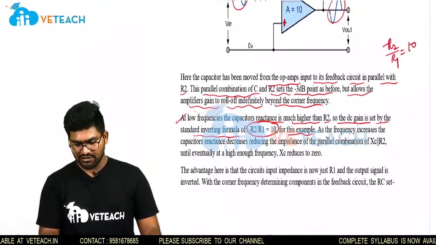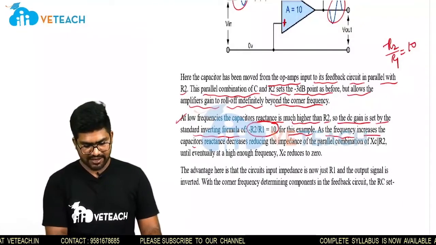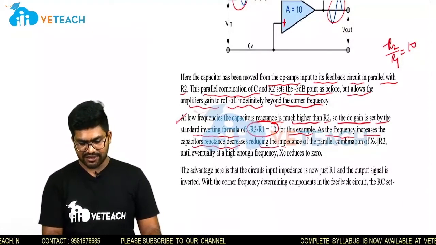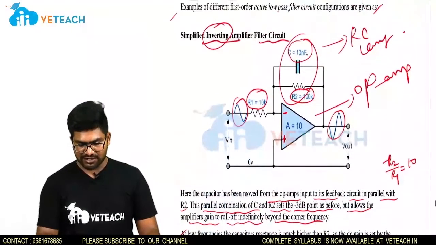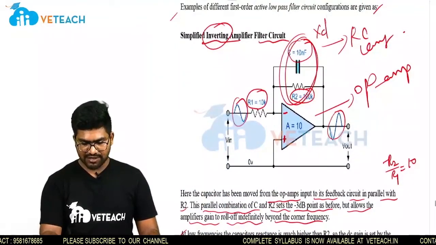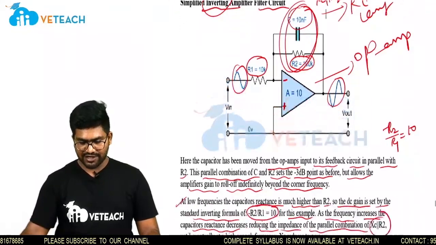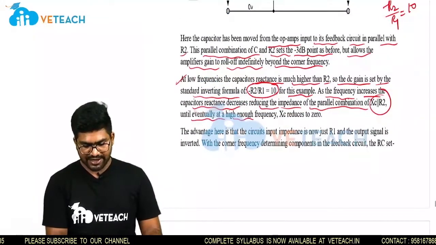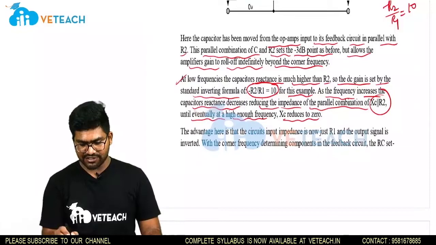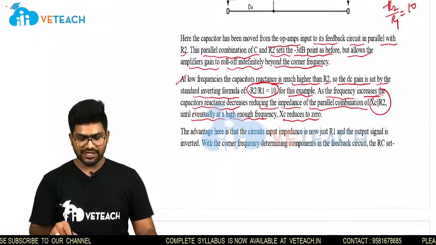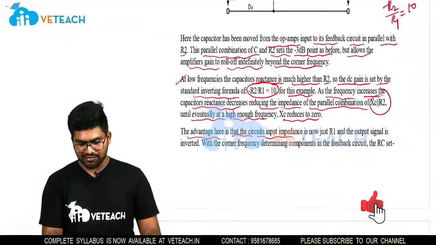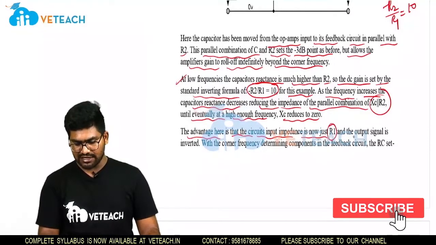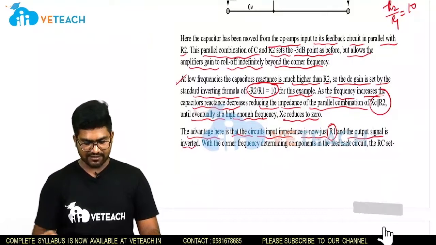For this example, as the frequency increases, the capacitor reactance decreases, reducing the impedance of the parallel combination of XC and R2. So this is the parallel combination of XC and R2. XC is parallel with R2. If I increase the frequency, my XC decreases until eventually, at high enough frequency, XC reduces to 0. The advantage here is that the circuit input impedance is now just R1 and the output signal is inverted, right?